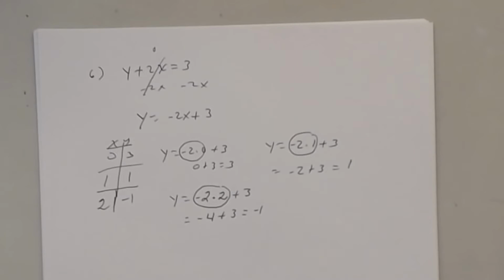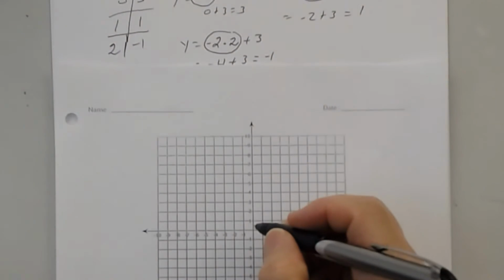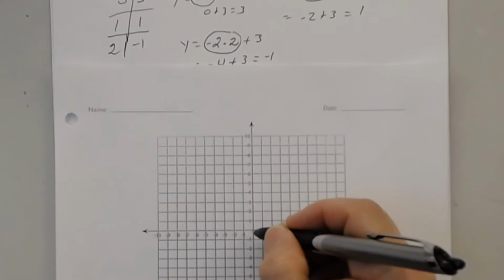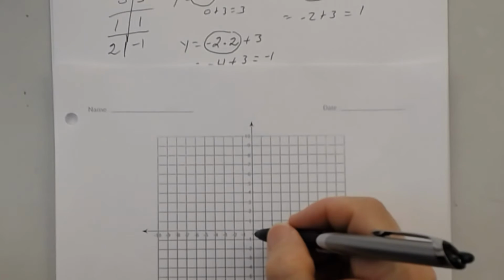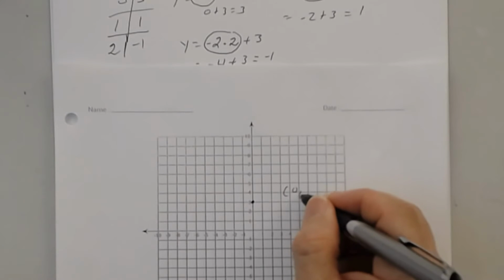Okay, so then we plot those 3 points. So number 6. If you need some grid paper, there's some up here if you need some. All right, so number 6, you have 0, 3. So 0, 3 is located where? On the x-axis. Not on the x. Oh, 0, 3. Where's 0, 3? On the y-axis. All right. So 0, 3.